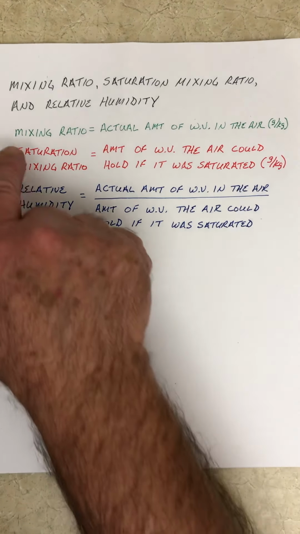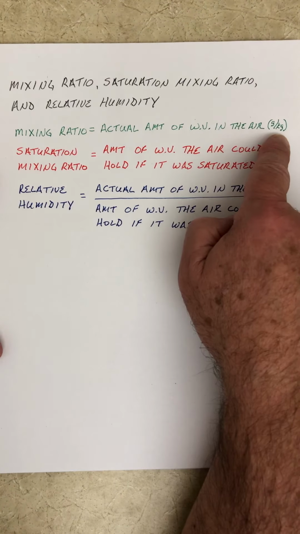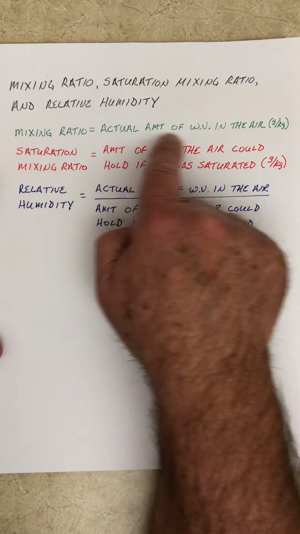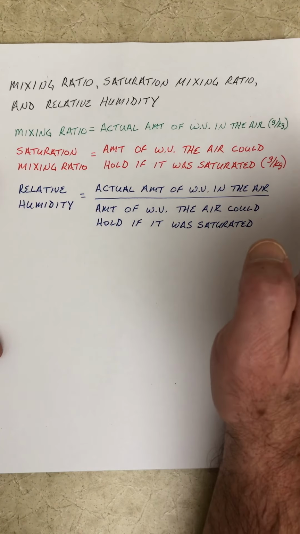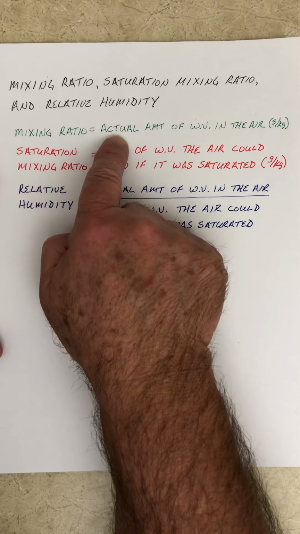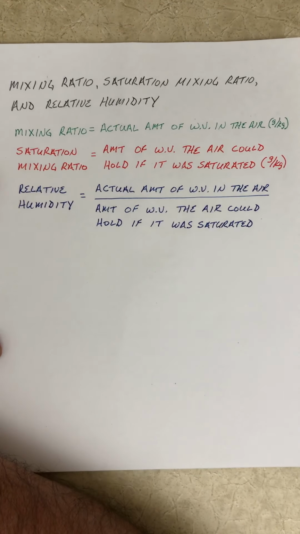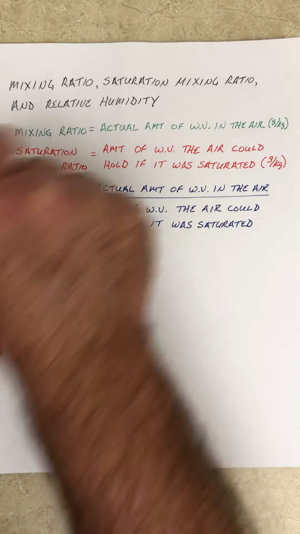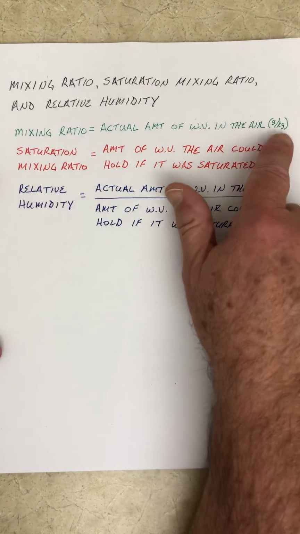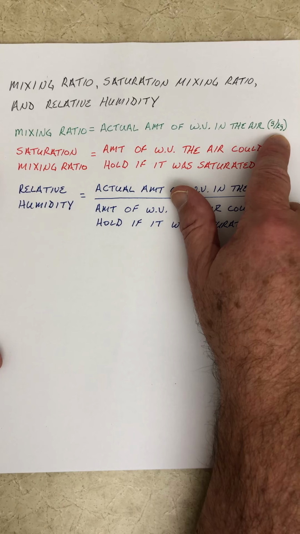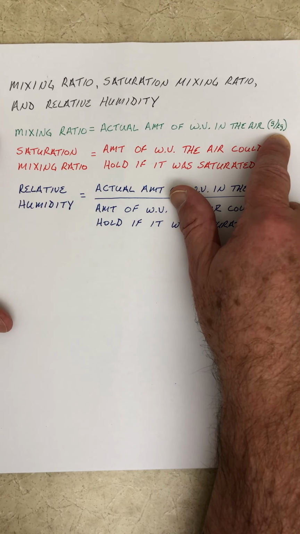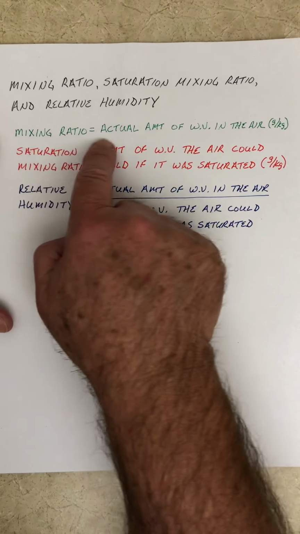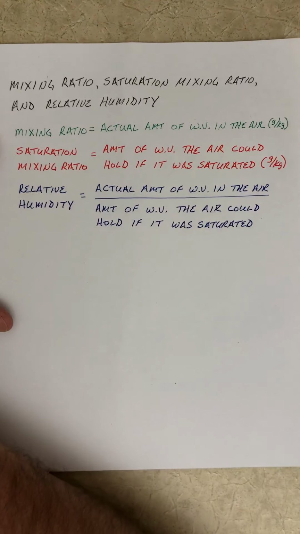The mixing ratio, and that's kind of my definition for it. It's simplistic. It gets straight to the point. The mixing ratio is the actual amount of water vapor in the air. So how much water vapor is in the air? That's the mixing ratio. It has units of grams per kilogram, so grams of water vapor per kilogram of air. That's the mixing ratio, the actual amount of water vapor in the air.